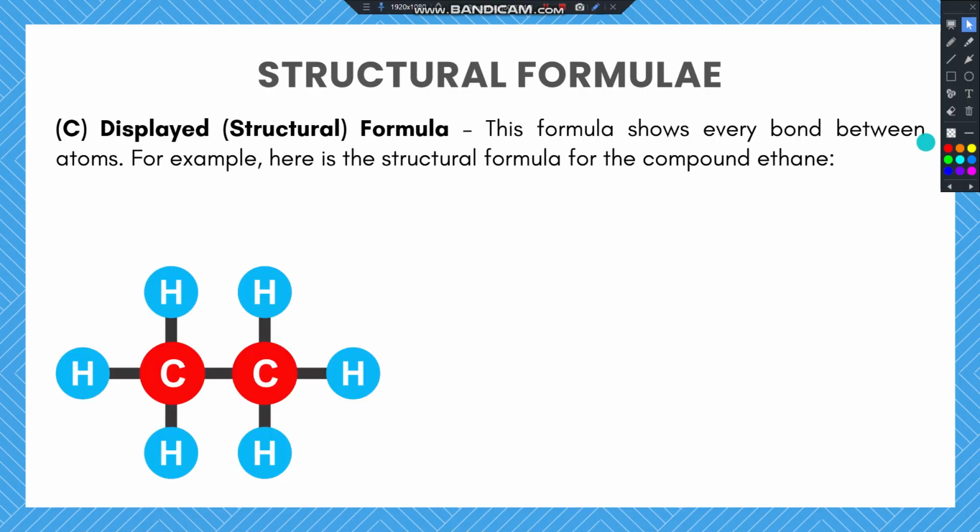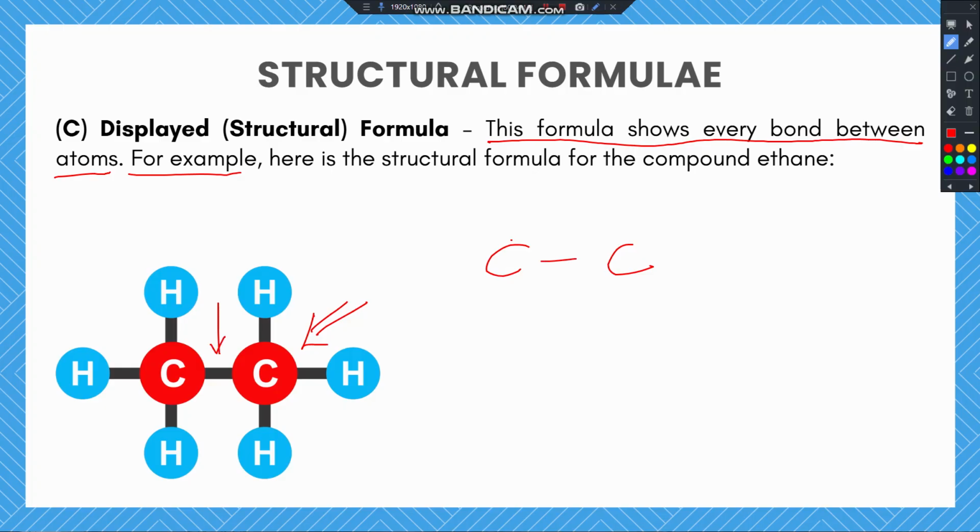The third one is called the structural formula. Now, this is more common in organic chemistry. As we proceed to where we'll be naming organic compounds, you will find them mentioned more often. Now, this formula shows every bond that exists between atoms. So, for example, here is the structural formula for the compound ethane. You can see the structure is depicted clearly over here. You can see the carbon atoms 1, 2, and you can see the bonds existing between the carbon atoms. You can see them depicted over here. The bonds are shown.